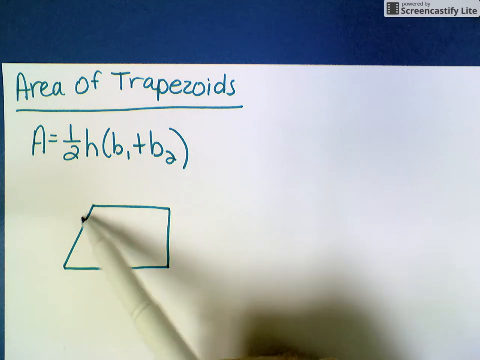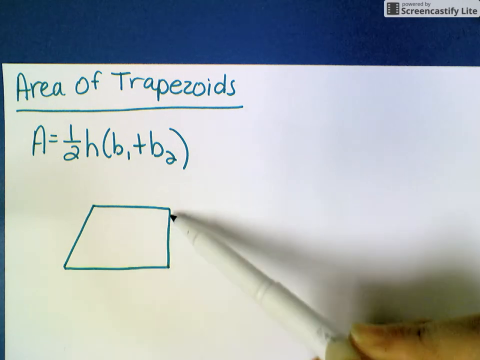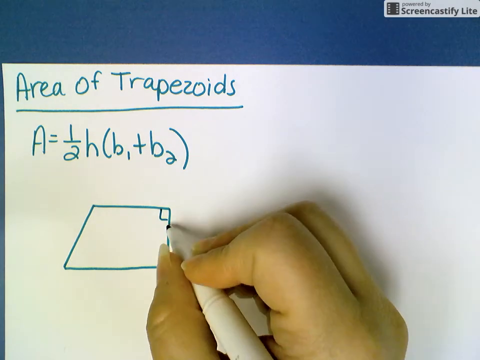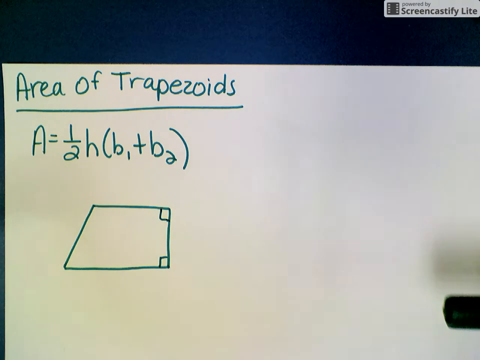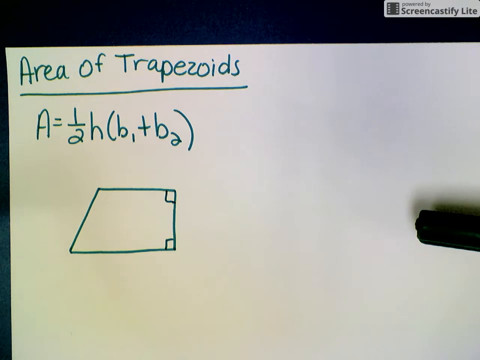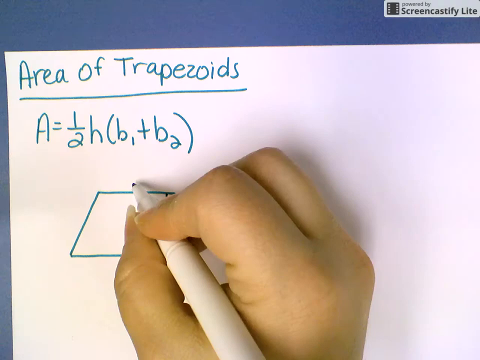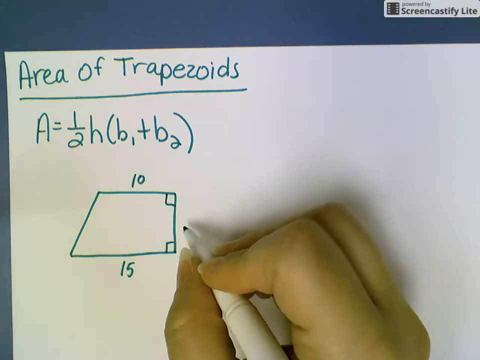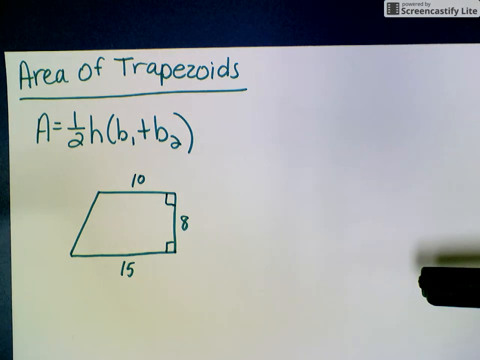So even if you know what this is, that is not the height. It has to be the perpendicular distance. It's going to have to form right angles there. So if we take a look at this first example, we're going to say our bases are 10 and 15, and our height is 8.